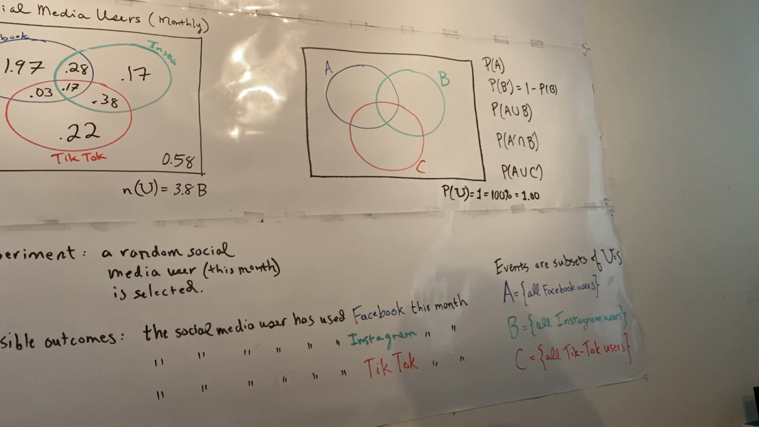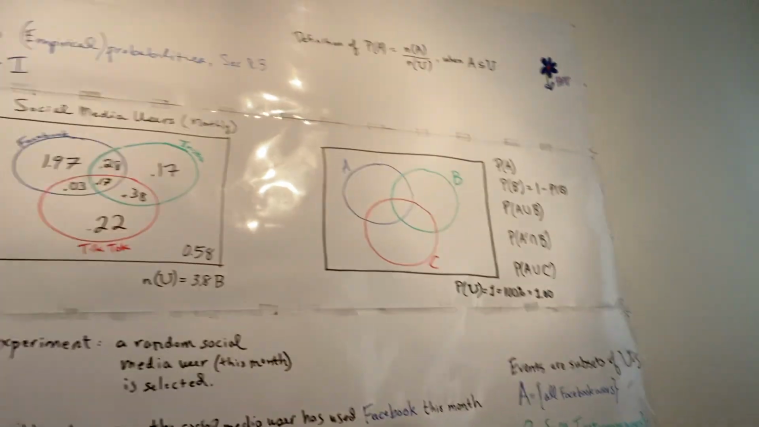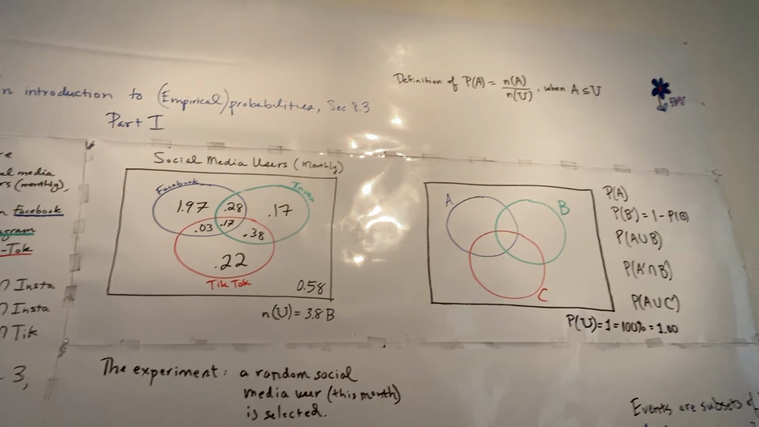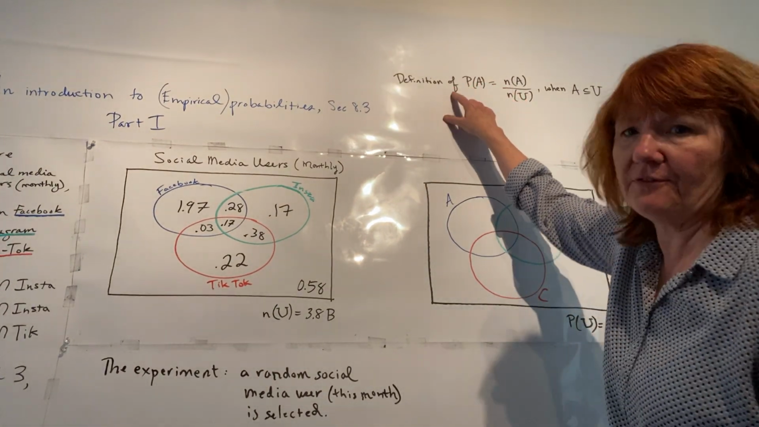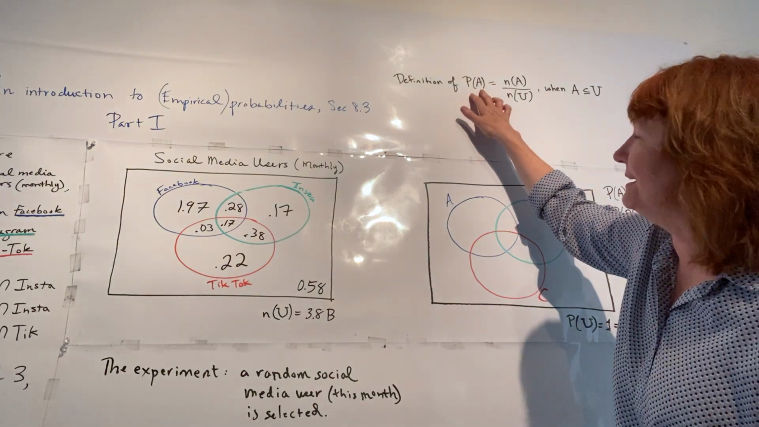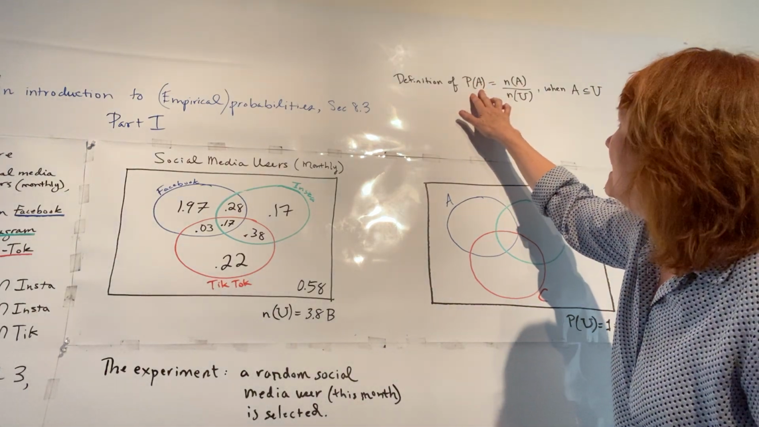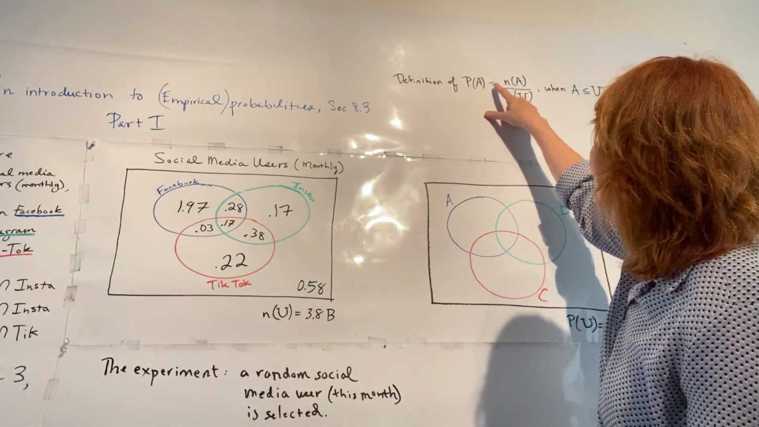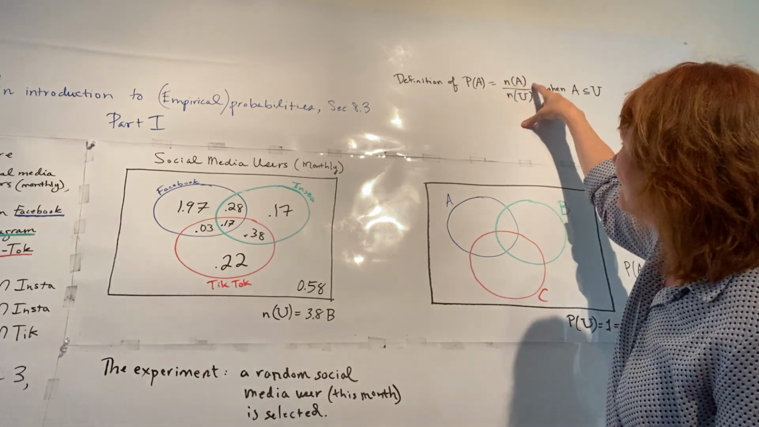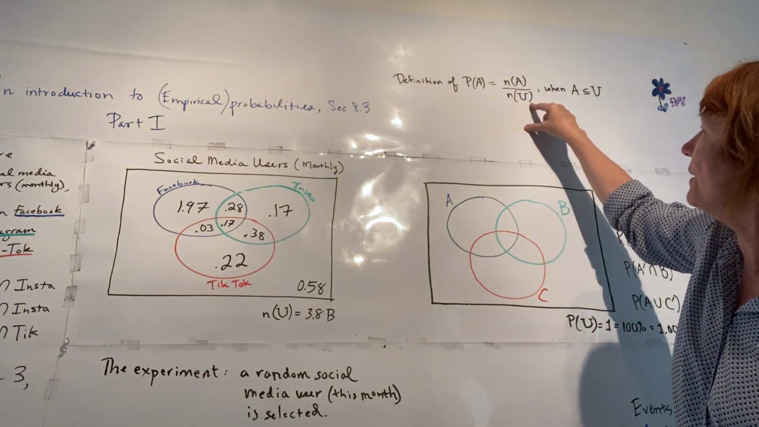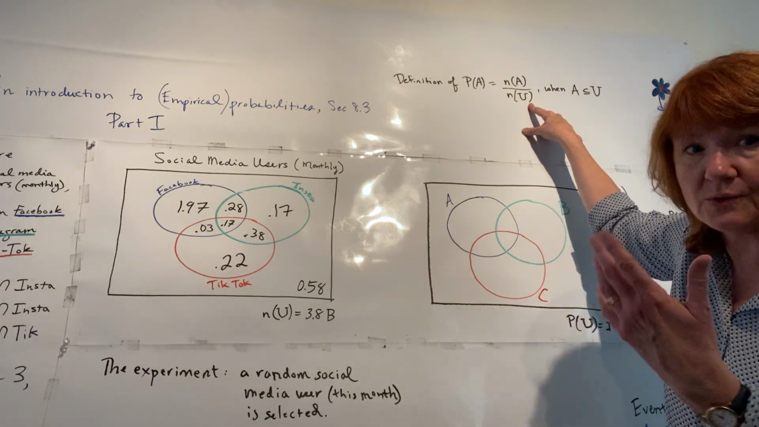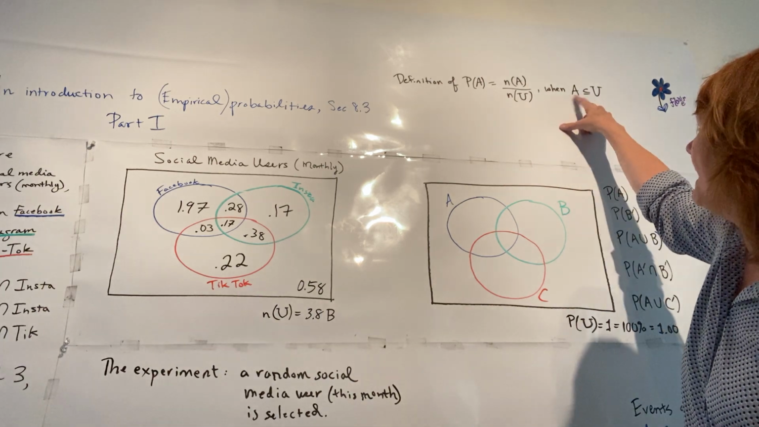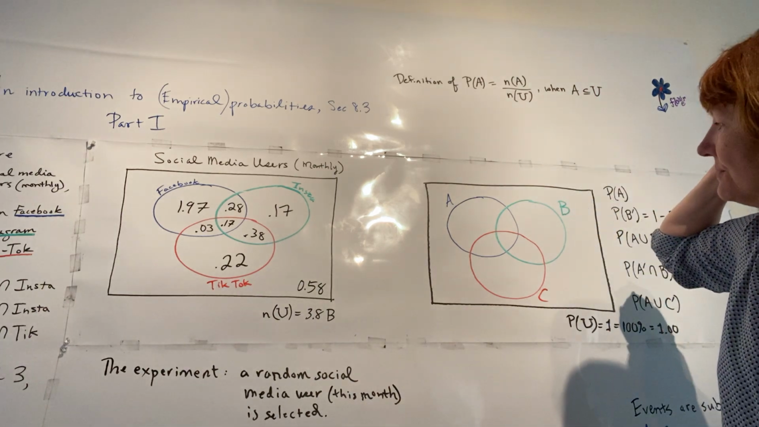And then we can talk about probability using this definition here, the definition of a probability of an event, which really is a subset of your set of all possible outcomes. That probability is the ratio of the cardinality of that subset over the cardinality of the whole sample space, the whole universal set. That ratio is defined when A is a subset of the universal set.